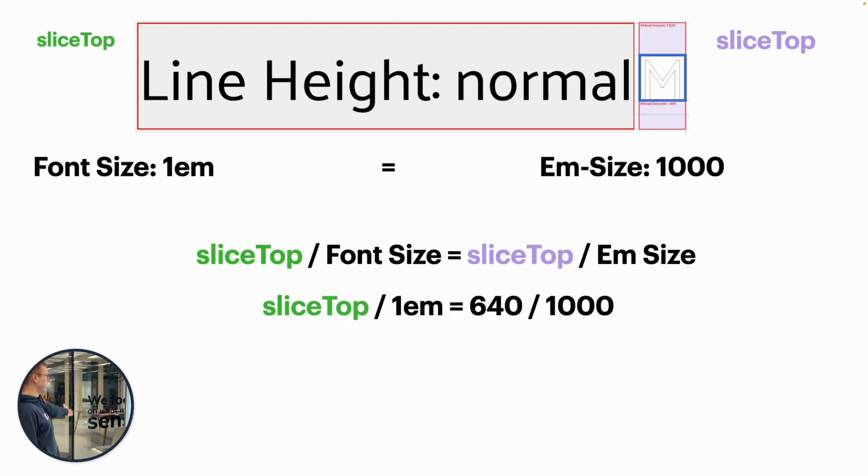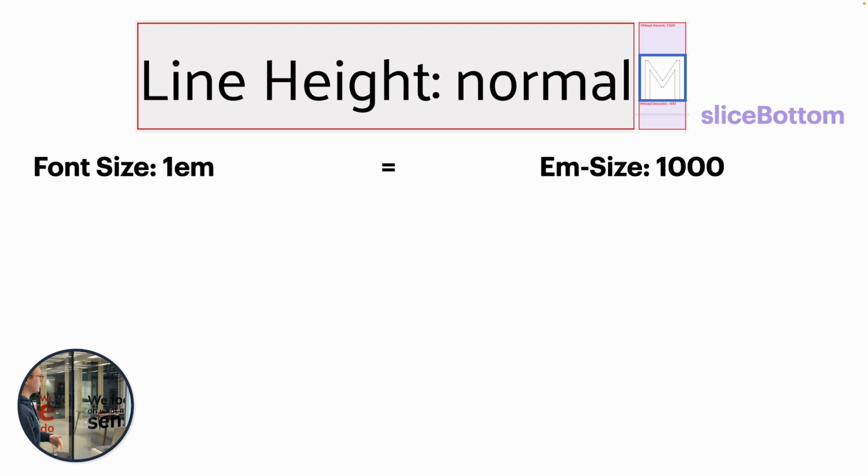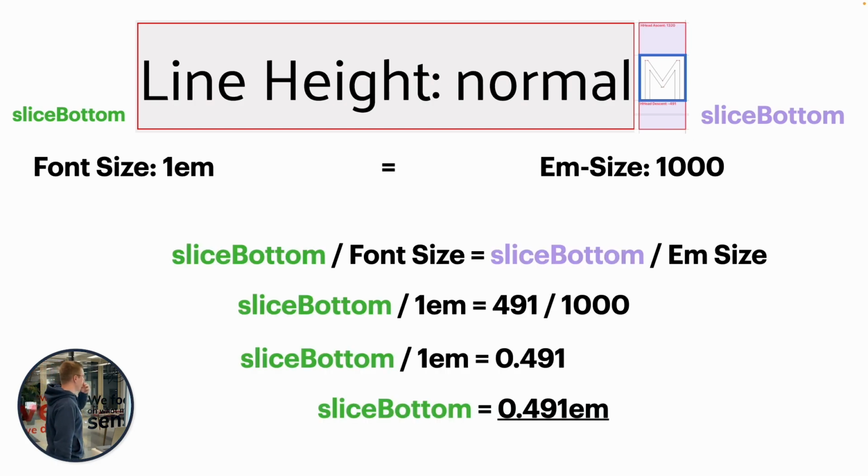We fill in the values, we restructure the formula, and now we arrive at a slice top height of 0.64 EM, meaning the slice in the top that we want to cut out is always going to be 0.64 times the font size. And the same math, of course, goes for the slice in the bottom. Same formula, same math, different value, of course, because the slice bottom is a bit smaller. And the slice bottom is always going to be 0.491 times the font size.